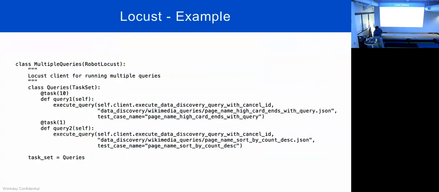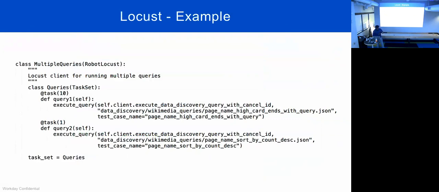So this is a simple example of a Locust. You can see I'm trying to run 2 queries here, query 1 and query 2 concurrently. And then I give a task, and each task has a weight. Query 1 has a task weight of 10, and query 2 has a weight of 1. Which means query 1 is executed 10 times more frequently than query 2.